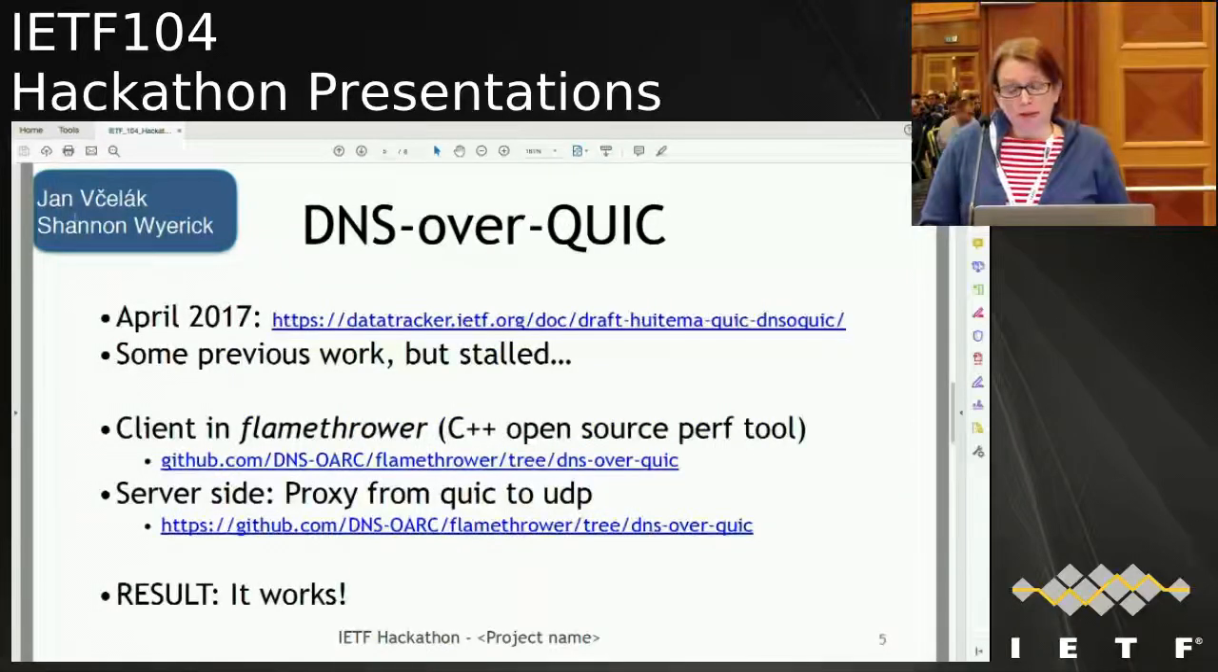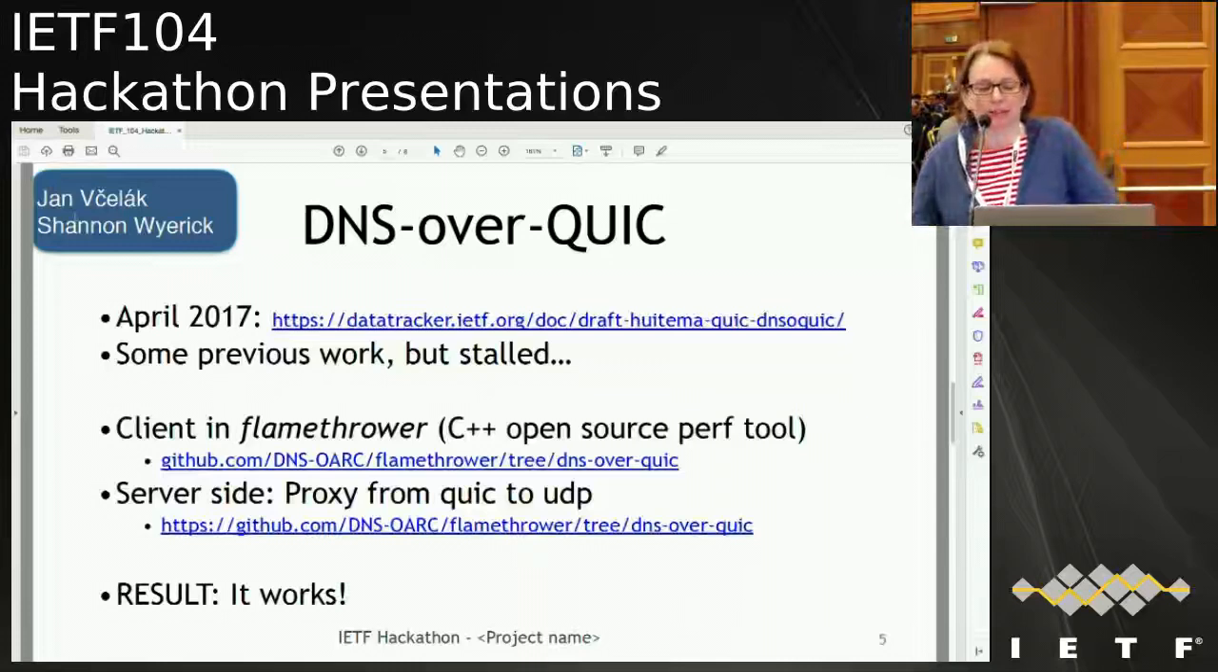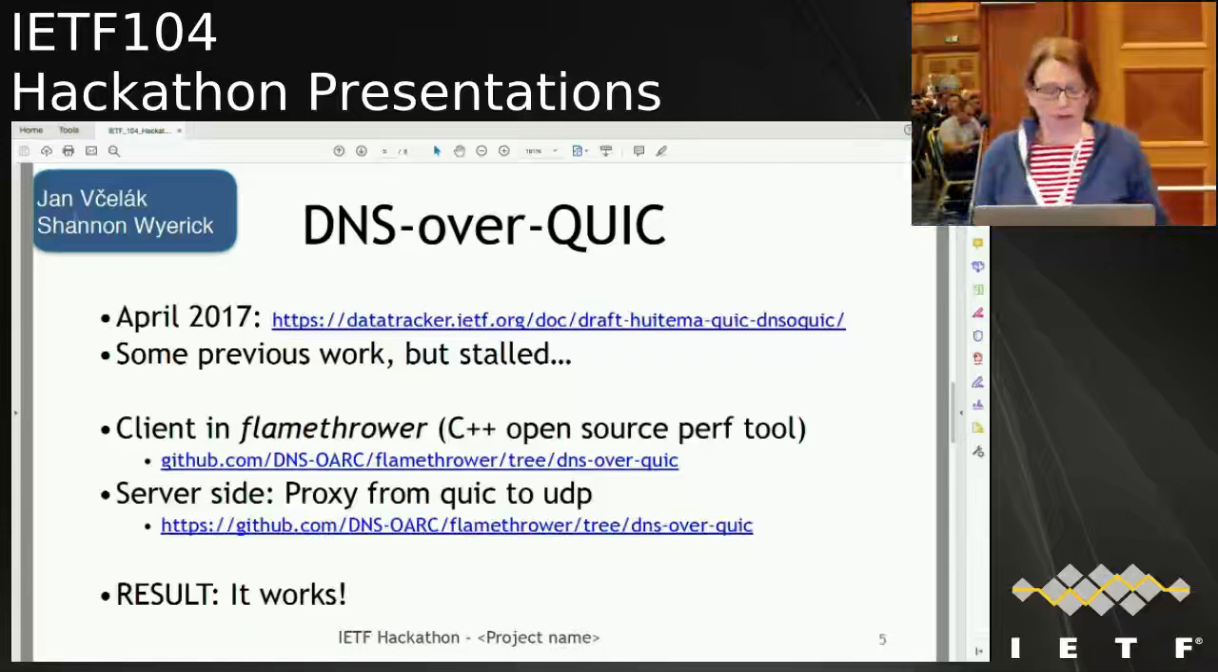Another project that got worked on here was DNS over QUIC, because we all need another transport for DNS, right? There's a draft that came out a couple of years ago proposing doing DNS over QUIC. There was some work at the time, but it stalled. What happened at this hackathon is there was a client implementation done in a performance tool called Flamethrower, and on the server side, a proxy was written to proxy the DNS from QUIC to UDP, and hey, it works. All good again.